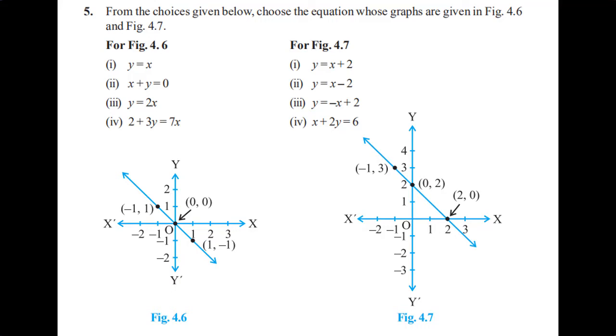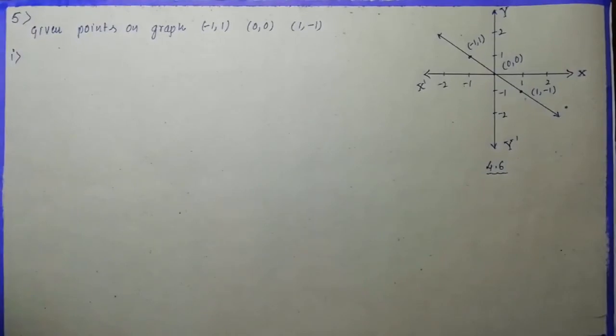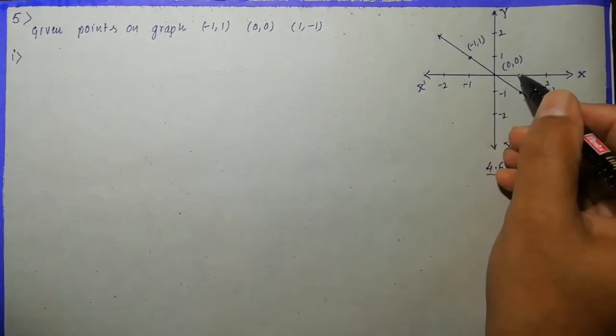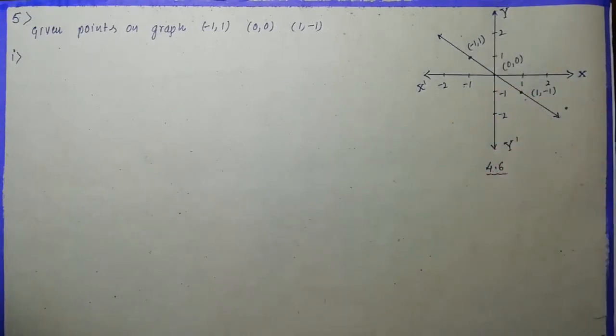Question number 5 is like this: from the choices given below, choose the equation whose graphs are given in figure 4.6 and 4.7. Now I'm going to solve for figure 4.6, and figure 4.7 is an exercise for you. Now look at the solution of figure 4.6. The graph is given like this, and the points marked on the graph are 1 comma minus 1, 0 comma 0, minus 1 comma 1, and there are 4 alternatives given for you, 4 linear equations, and you need to identify whose graph it is. Among the 4 options, 1 is right. You need to identify that one.